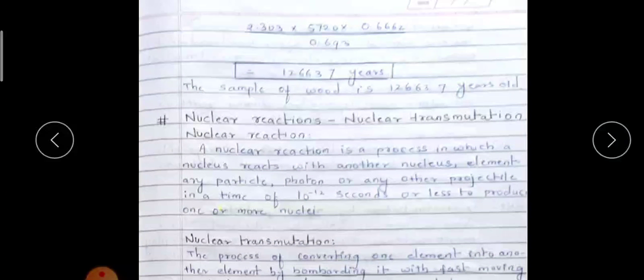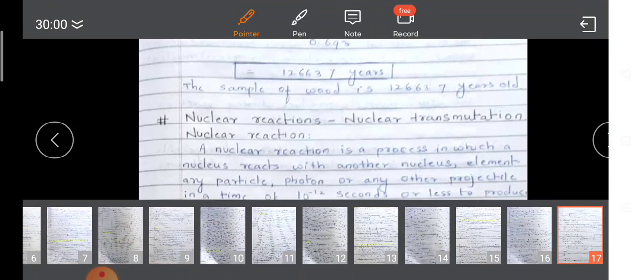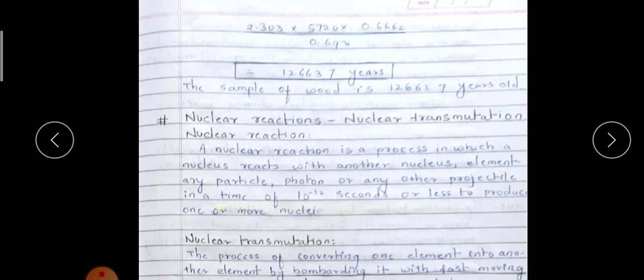That is 12663.7 years. The sample of the wood is having age 1.2663, it's 12,663 years. That will be the age of this particular sample. Got this point?